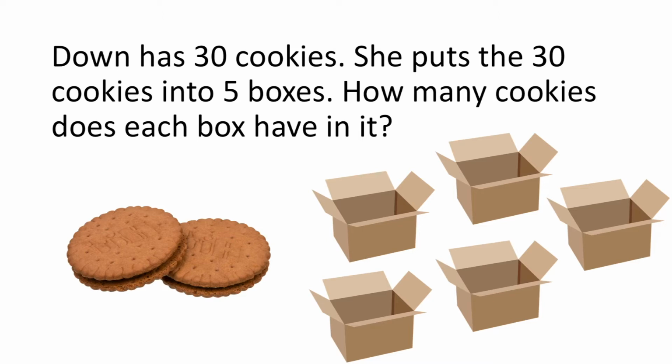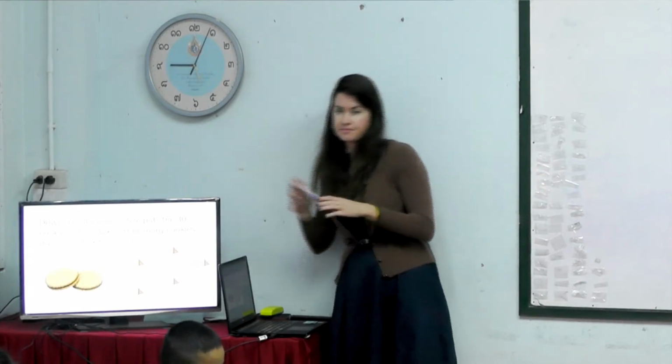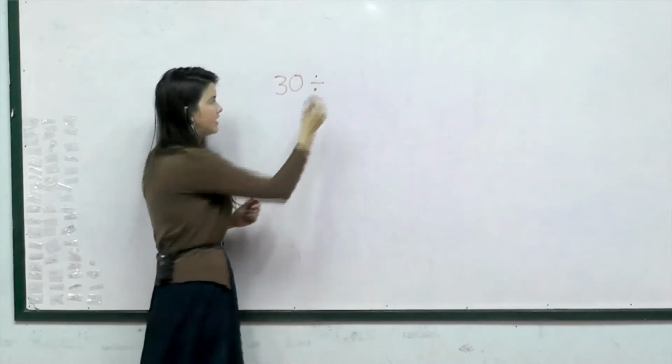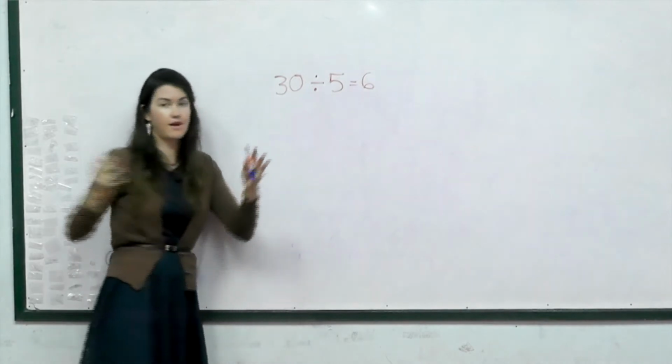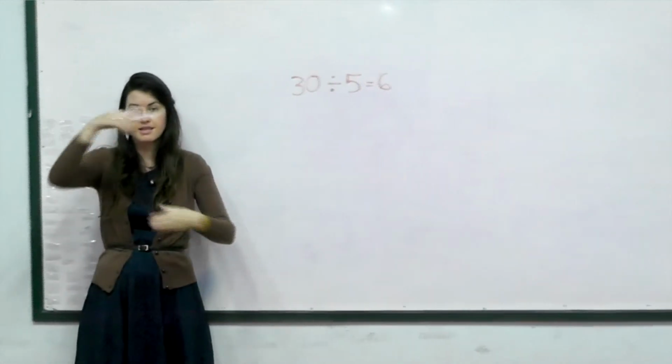Raise your hand if you can tell me what our equation is. Dawn has 30 cookies. She puts the 30 cookies into 5 boxes. How many cookies does each box have? We did this one yesterday. How many cookies are in each box? 6. Do you remember how we made this an equation? We looked at our numbers. What 2 numbers do we have? 30 divided by 5 equals 6. Good. Because we have our biggest number first, we're putting them into groups of 5. So there are 6 cookies inside every box.